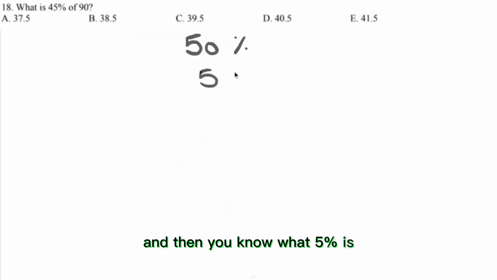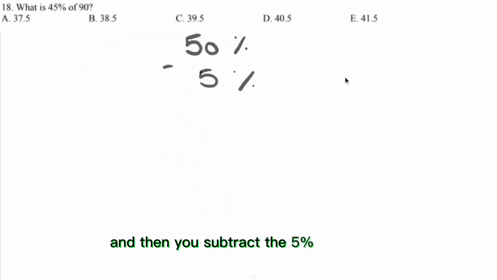18. What is 45% of 90? So to figure this out, you need to know what 50% is. And then you need to know what 5% is. And then you subtract the 5% from 50%.